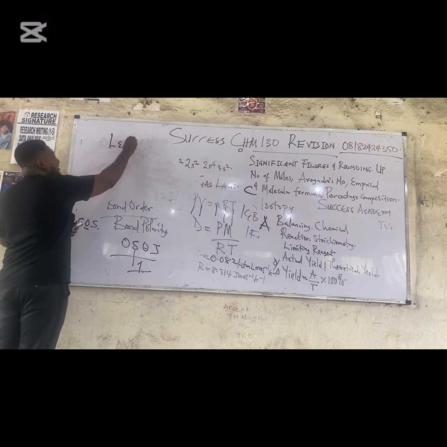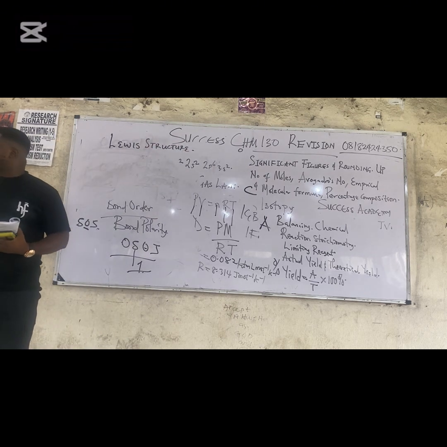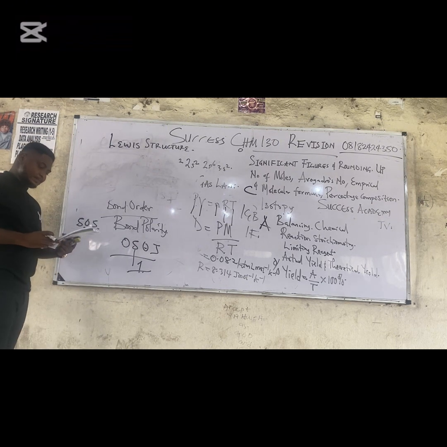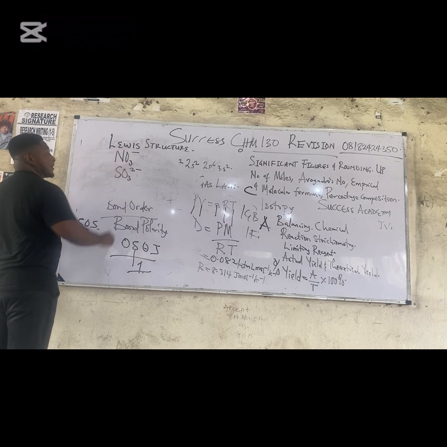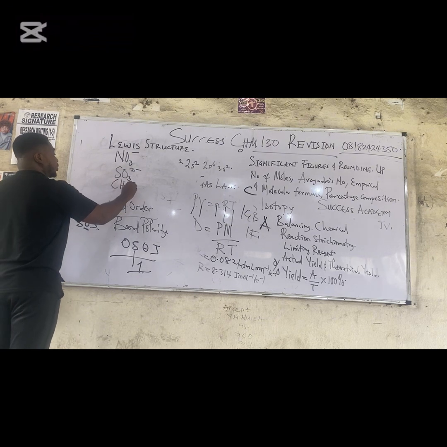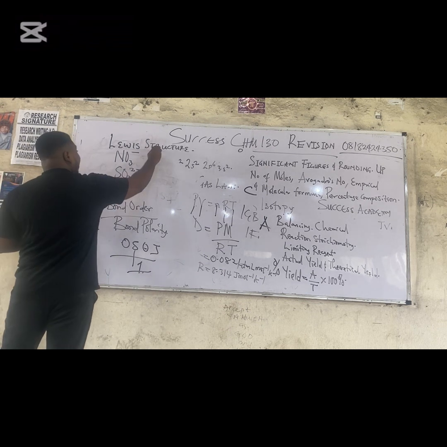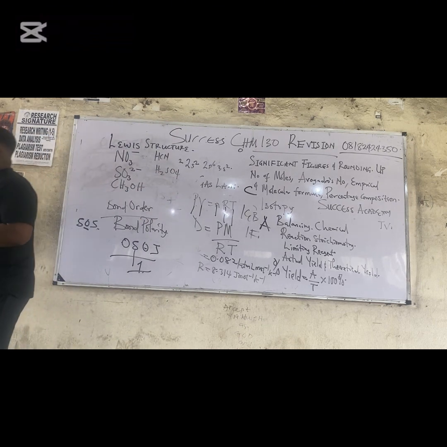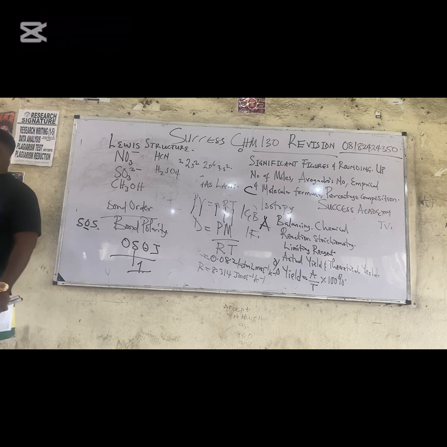Class, Lewis structure. Draw the Lewis structure of NO3 minus, SO3 2 minus, CH3OH, HCN, H2SO4. Draw the Lewis structure. Only this one.